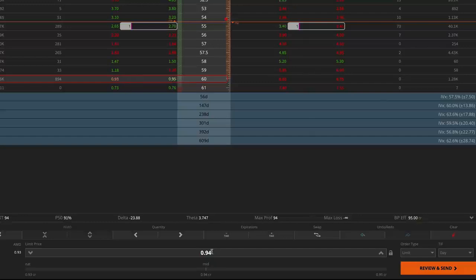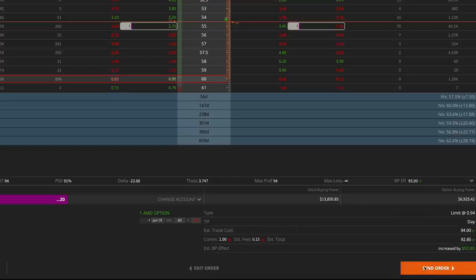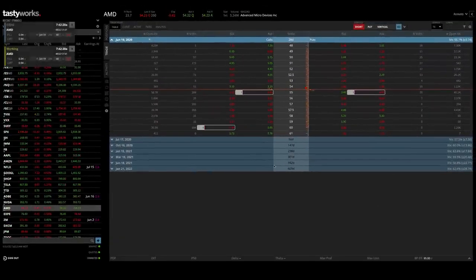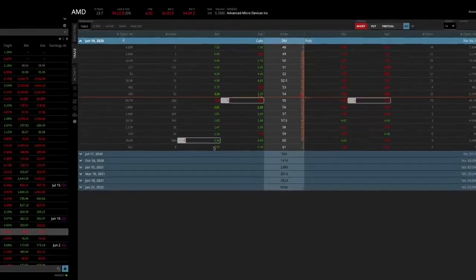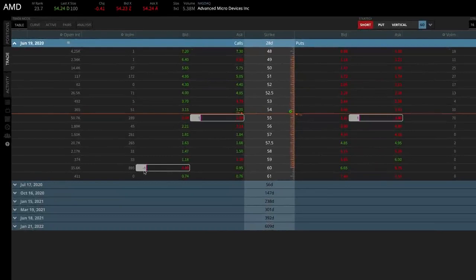So the mid price is 94 cents. Review and send, and route it. And there we go. I just shorted the 60 call in AMD, and we can see that it circled the bid price this time, and it says -1. And that means that I shorted the 60 call option.